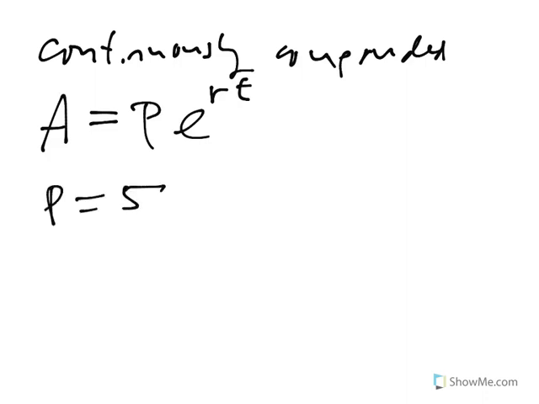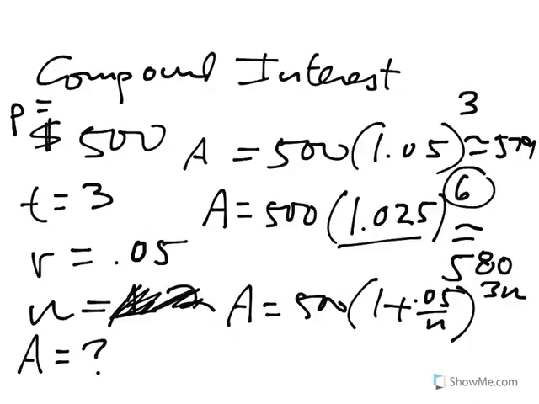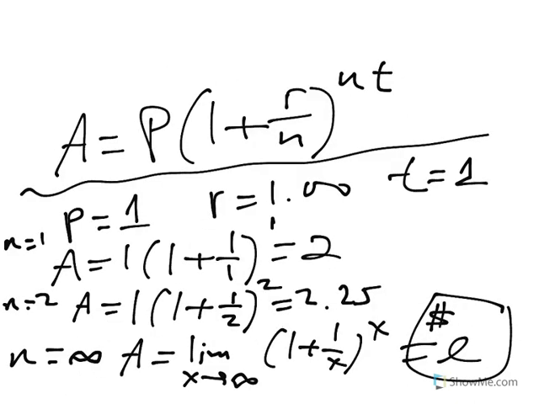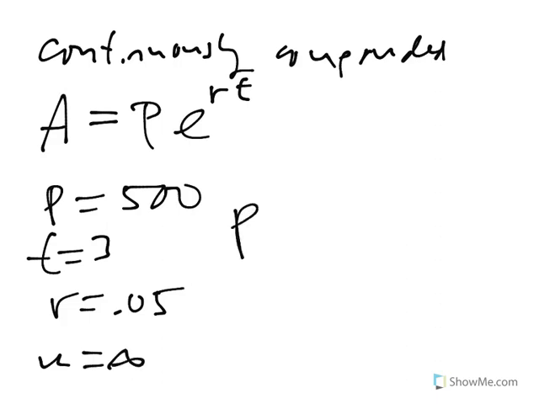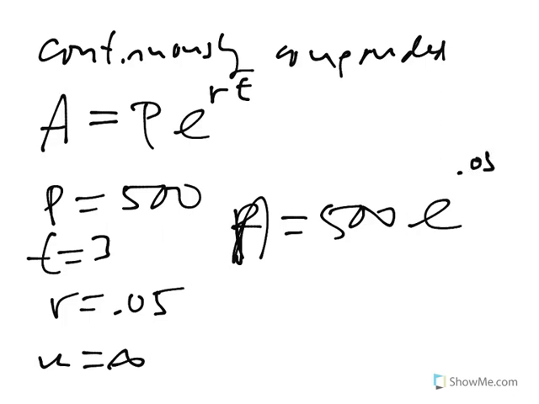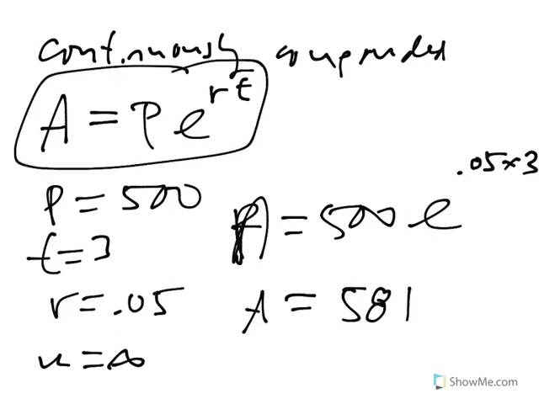So if I make that situation before with the $500 and the 3 years, 5%, but n equals infinity, continuously compounding, it's A equals 500 times e to the 0.05 times 3. And we do it on the calculator, it ends up being $581, so a little bit better. But there's our formula.